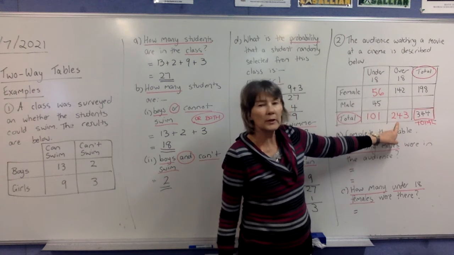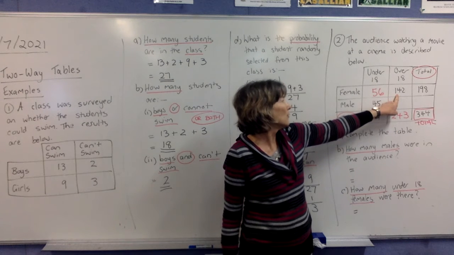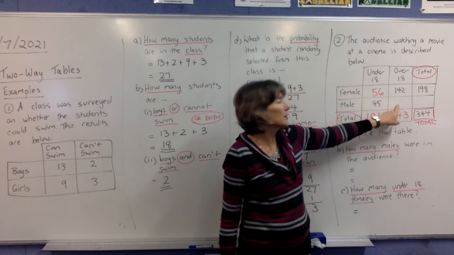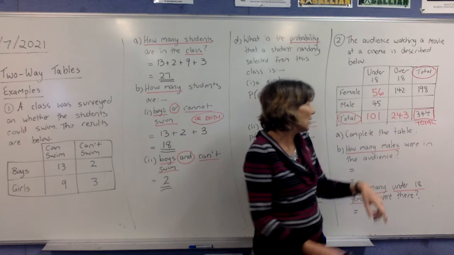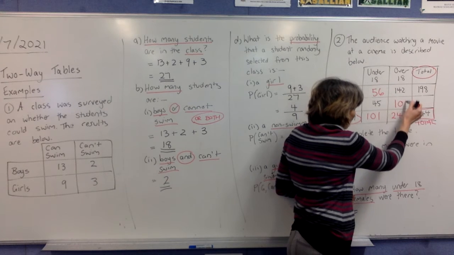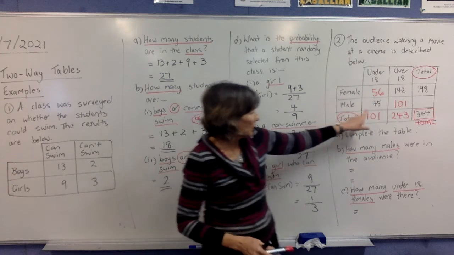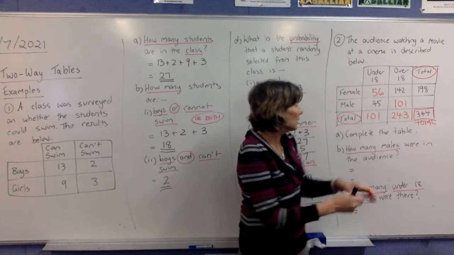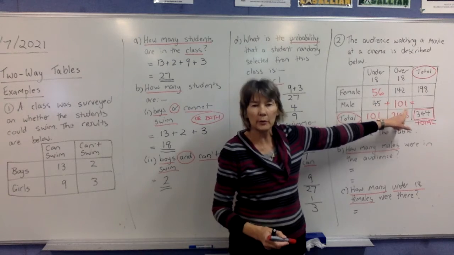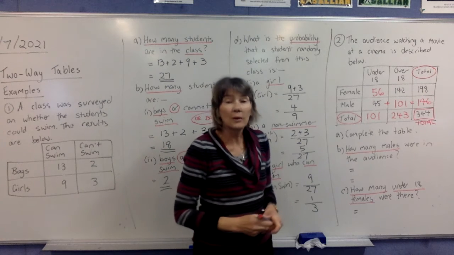So we've got 243 total over 18s. We've got 142 female over 18s. So if we subtract that minus that, we're going to be left with how many male over 18s we have. So if we subtract that, we'll end up with 101. Okay, so now we've got an empty space here and we're going to add these two together because we're adding them together to get to the total. So 45 plus 101 is 146. And then you've completed your table.